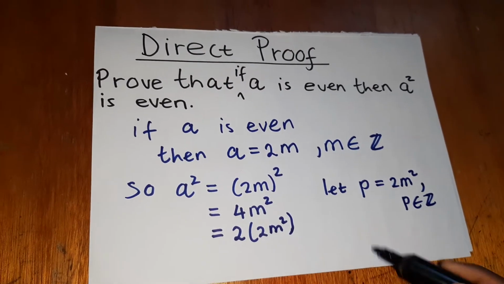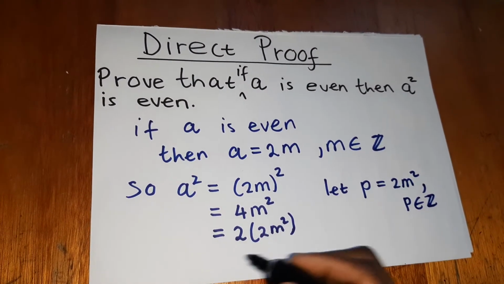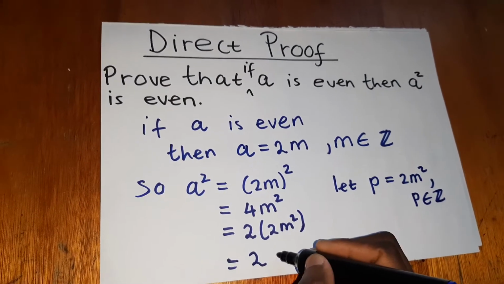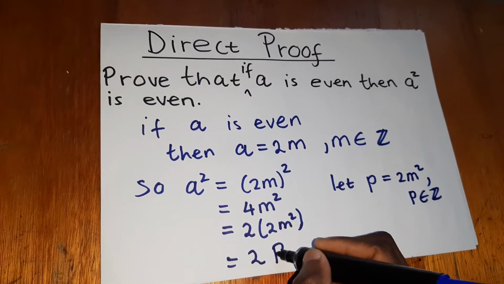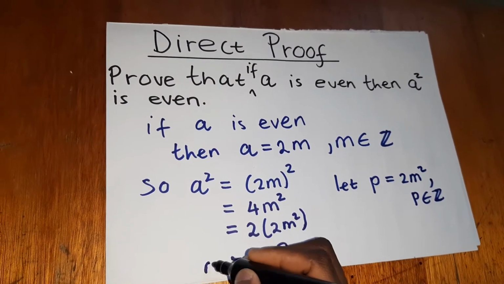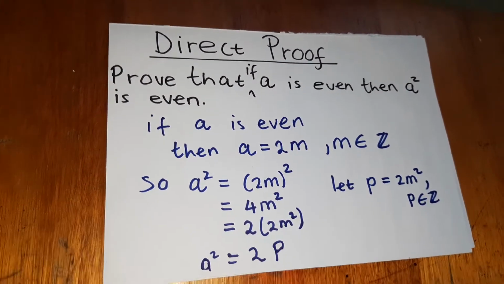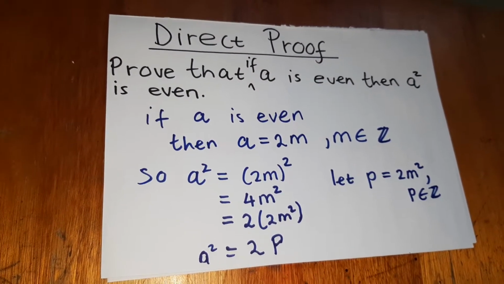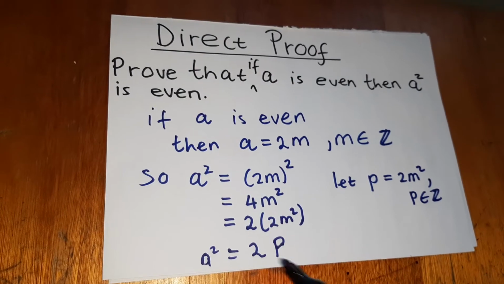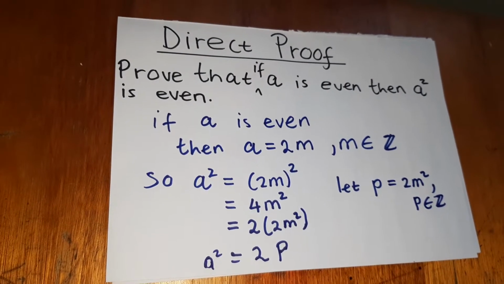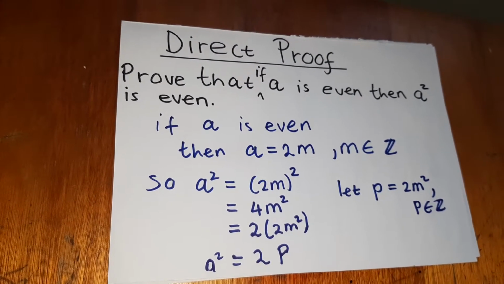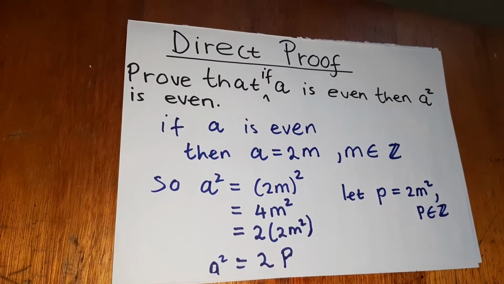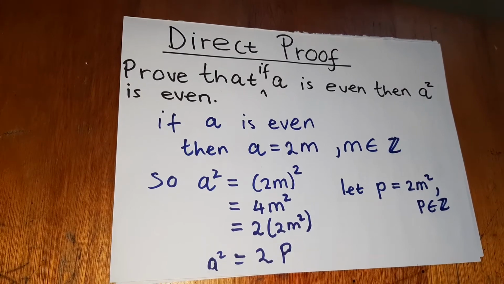Then we can substitute p. It will be equal to what? Equal to 2p. A squared is equal to 2p. We know that 2p is an even number, so A squared is also even. We have proven that if A is even, then A squared is also even.